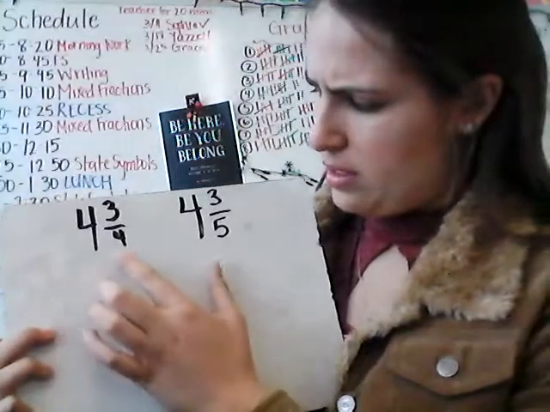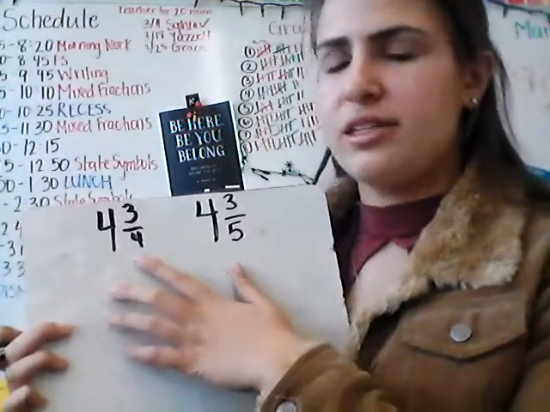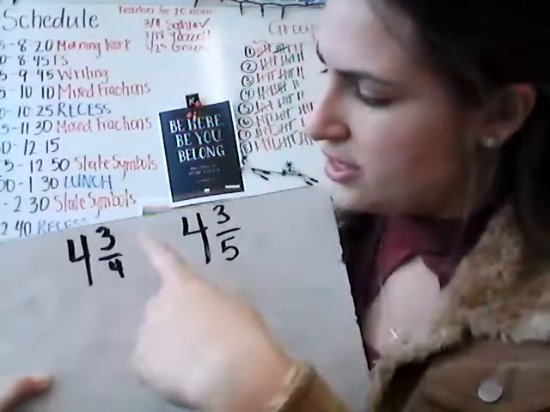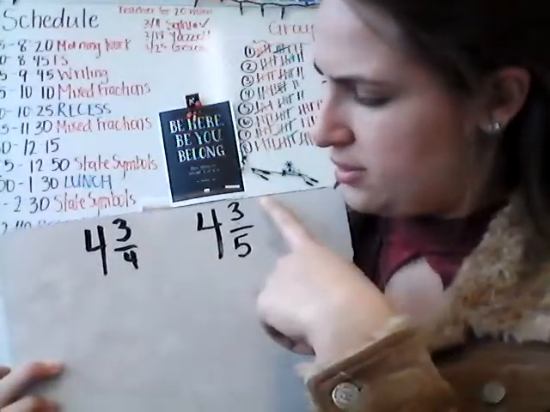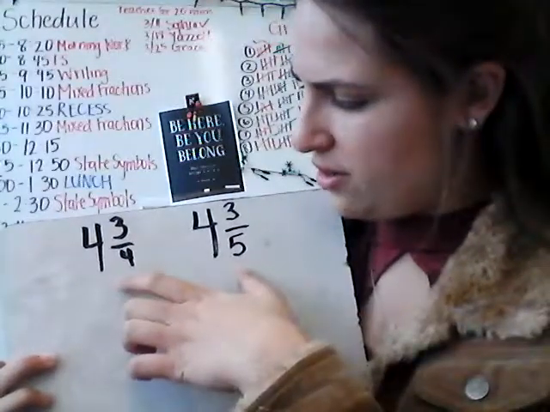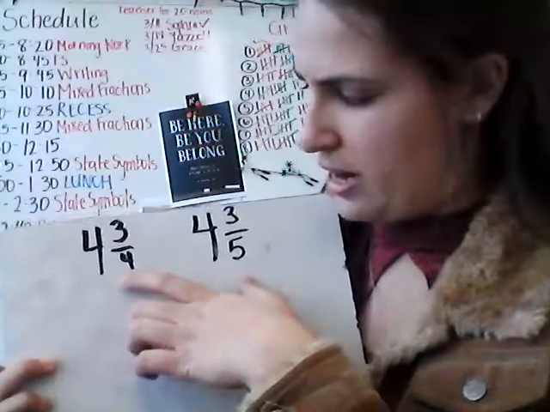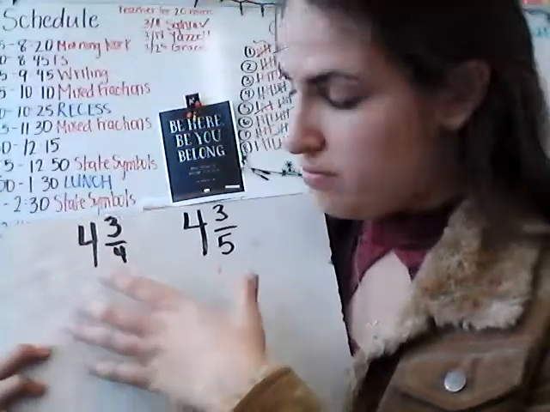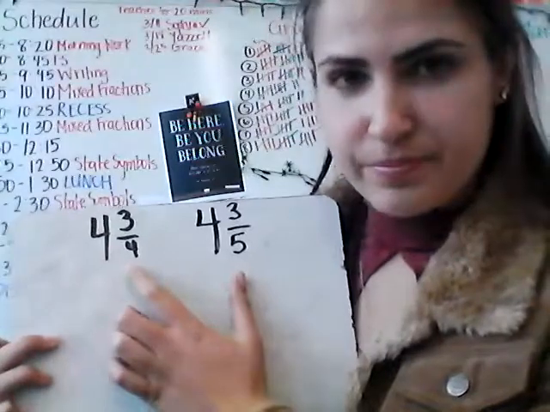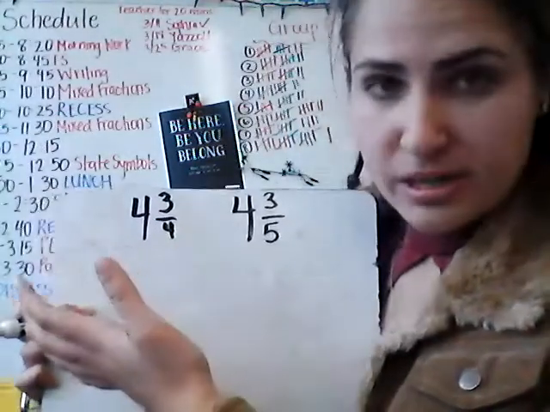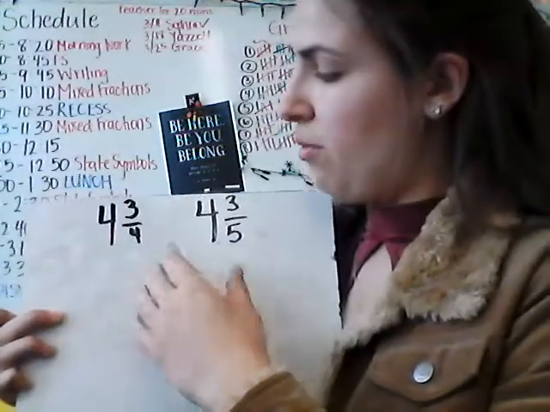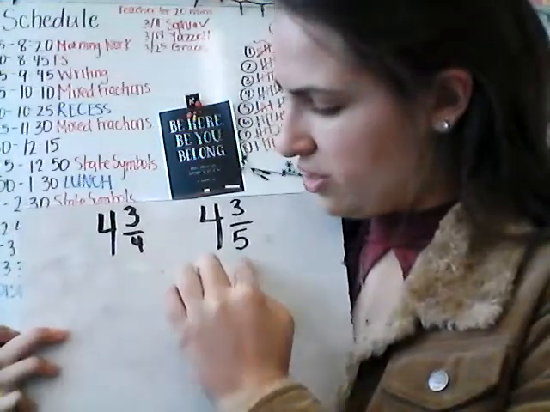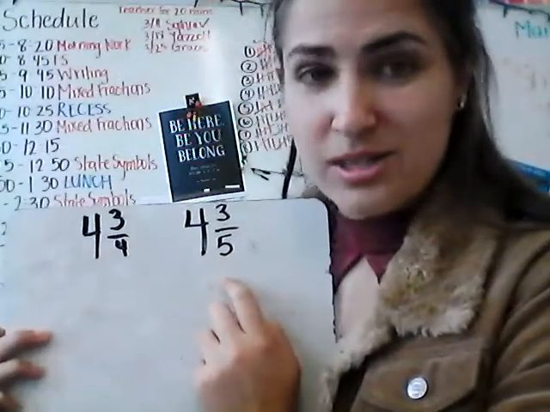So comparing fractions is going to be difficult unless you have a common numerator or a common denominator. In this case, we have common numerators, but the denominators are still making it a little difficult for us to compare. So we could make these denominators the same. Common denominators is the term that we use. So I want you to think about how we can make these fractions with a common denominator.